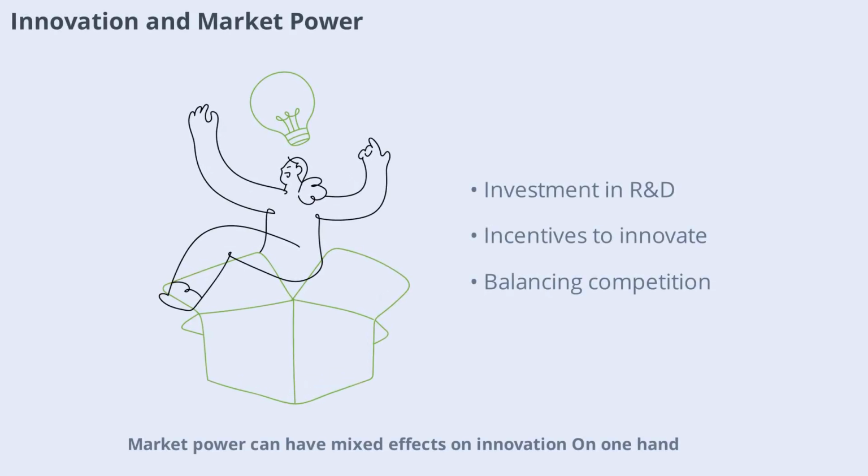Market power can have mixed effects on innovation. On one hand, dominant firms may have the resources to invest in research and development. On the other, lack of competition can reduce the incentive to innovate. Antitrust policy aims to strike a balance, encouraging innovation while preventing abuses of market power.